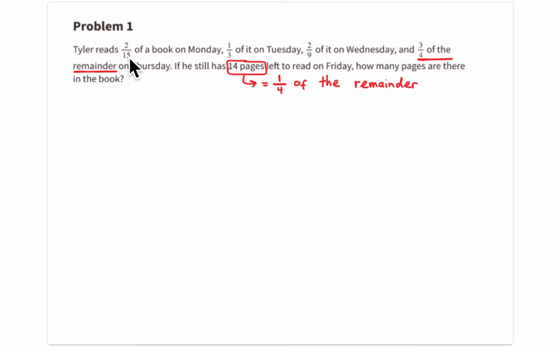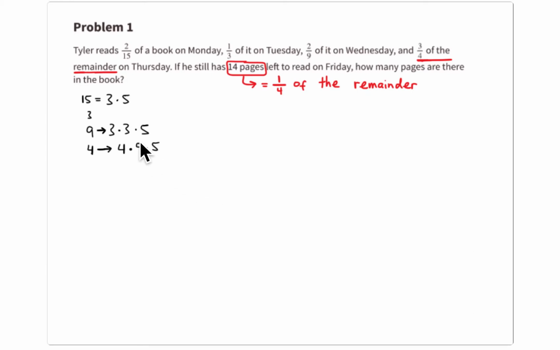So I need to figure out how to add 2/15 plus 1/3 plus 2/9 together. That means I have to think about factors of 15, 3, and 9. I don't know if I need the 4th or not. And I need to think about common multiples so I can figure out what a common denominator is. Well, the factors of 15 are 3 and 5. And the factors of 3, of course, are 3. So 15 is both a multiple of 15 and a multiple of 3.